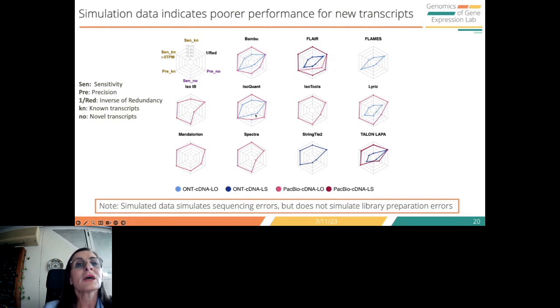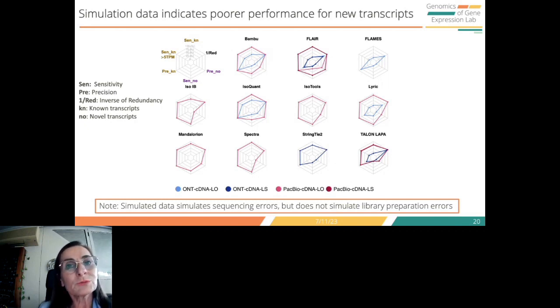both in terms of known and novel transcripts. But some others, for example, ISOQuant, was good at precision, but failed to detect many of the novel transcripts. And the opposite happened with Spectra, which detected most of them, but with a lot of false positives and low precision. So this gives an idea that detecting novel transcripts is challenging, but there is also a limitation here, because the simulation models sequencing errors, but probably not as well the library preparation errors. That is something that we know also plays a role.